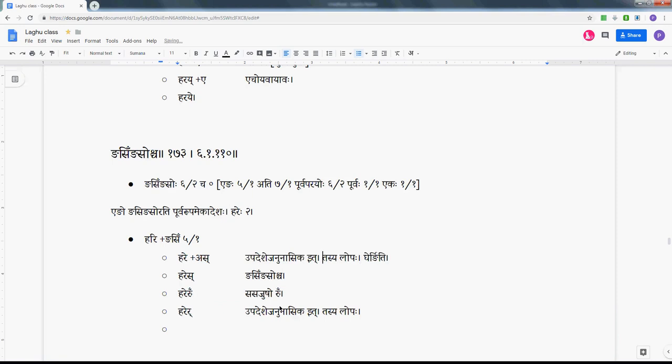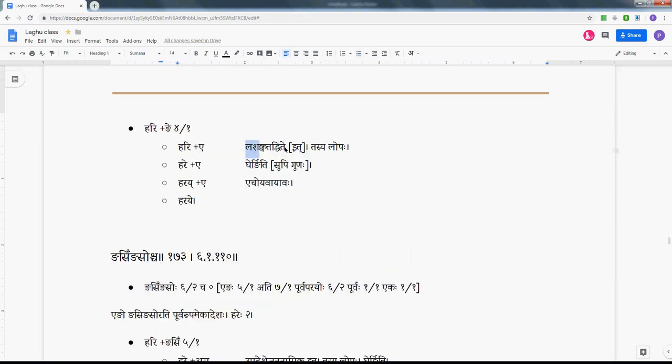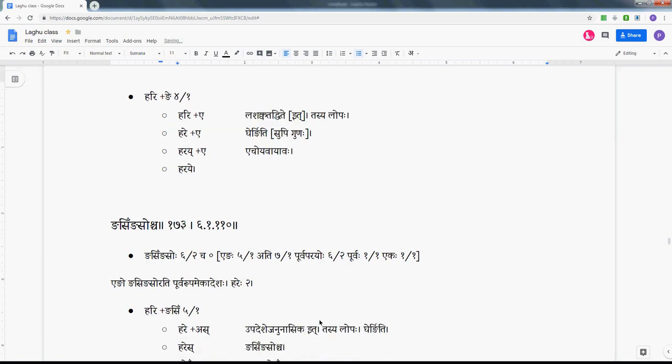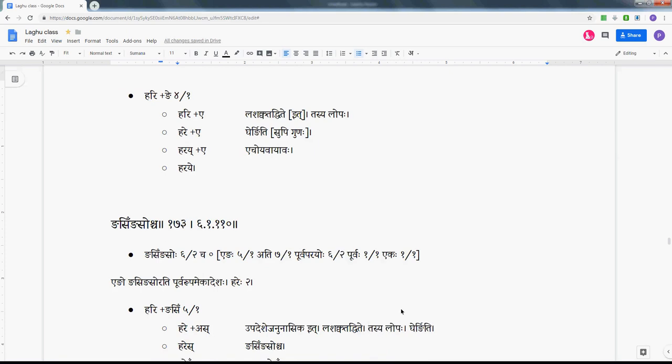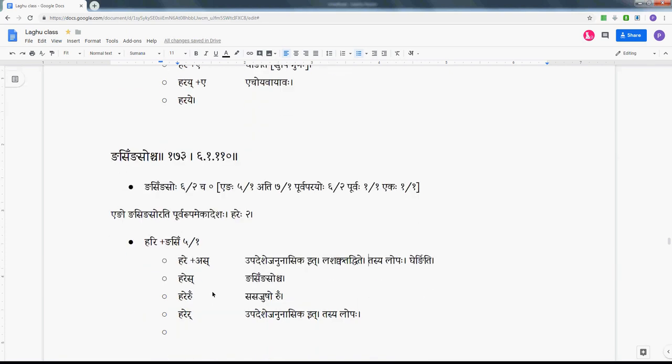And not only this, also the sutra for the nyakara to be taken away, which we saw, Lashakva Taddite. I'll just copy paste this. Lashakva Taddite will also have applied, and in both cases both it letters will go by Tasya Lopaha. Then Gher Niti Gunaha, Hare, then Hare Ru Hare, then Hare Repha.